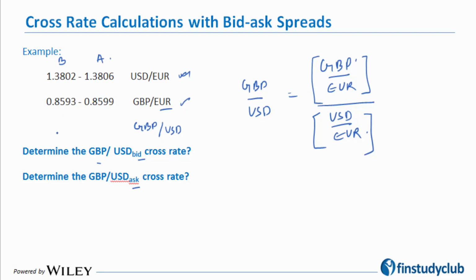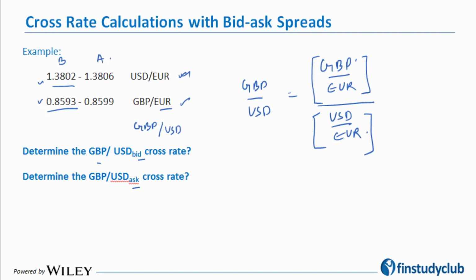Okay, so does it mean that my bid rate of GBP USD is going to be this divided by this? Because we are supposed to divide GBP euro with USD euro. So should I be dividing 0.8593 by 1.3802? The answer is no. Remember guys, your bid rate is going to be arrived at by dividing 0.8593 by 1.3806. I'll come to the logic a little later.